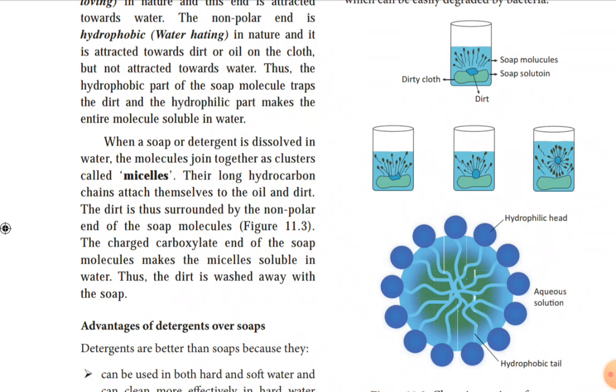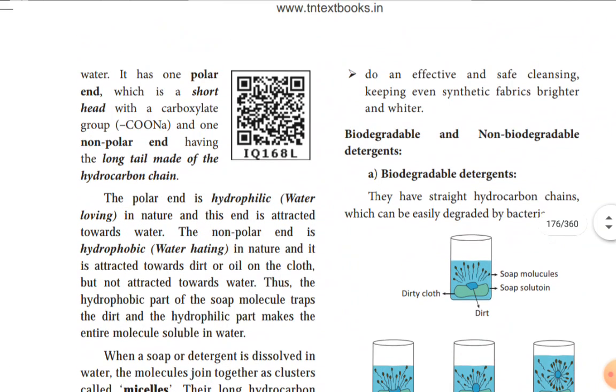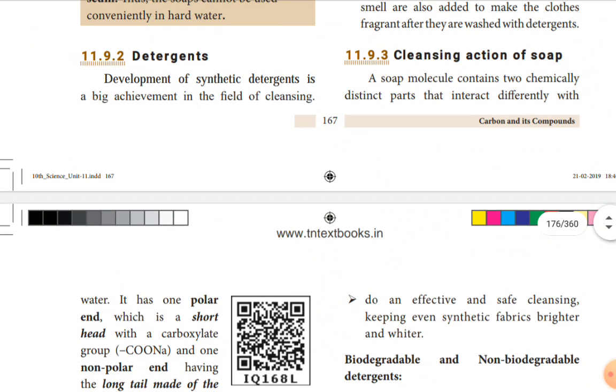Every day we are using soap for bathing and washing, but we don't know the mechanism, how the cleansing action of soap takes place, how soap cleans the dirt, oil or grease on the cloth. Once again, we will see it from the beginning.